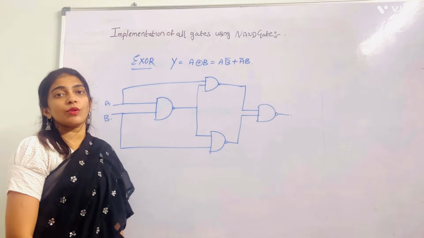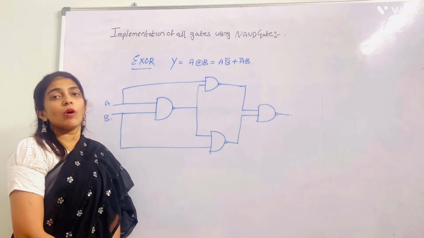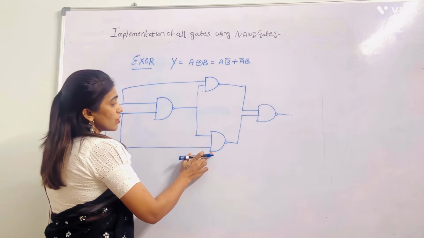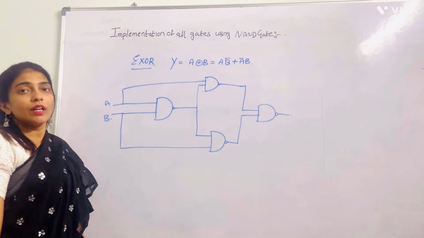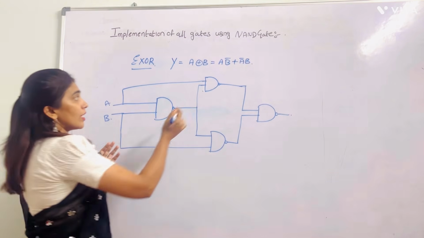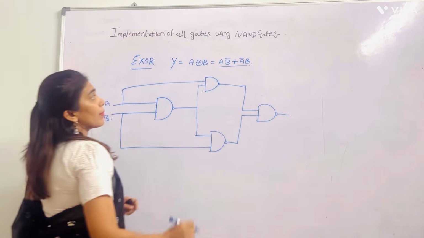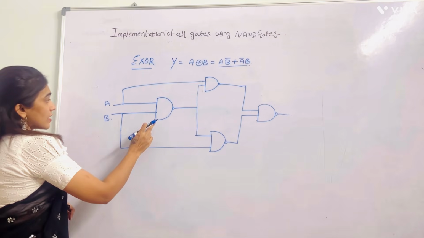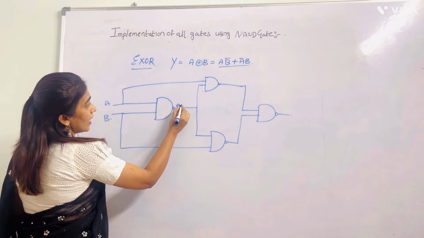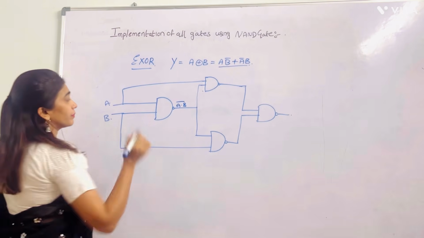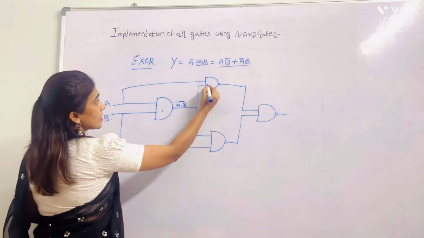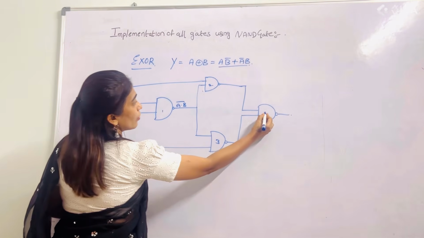So this is the circuit diagram of an exclusive OR gate using NAND gate. In this diagram, we use 4 NAND gates. By using this circuit diagram, how to get our equation A B bar plus A bar B? Let's see. The first gate output is A into B whole bar. This is the first gate, second gate, third gate, fourth gate.